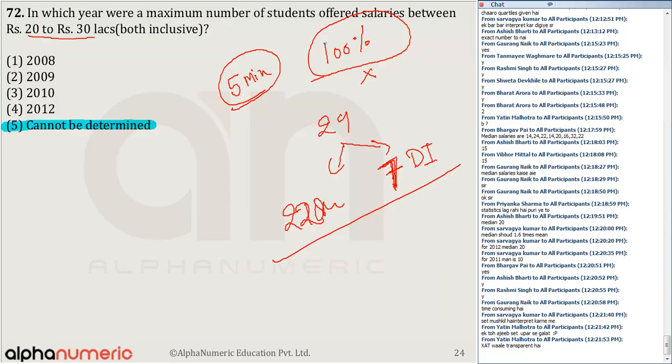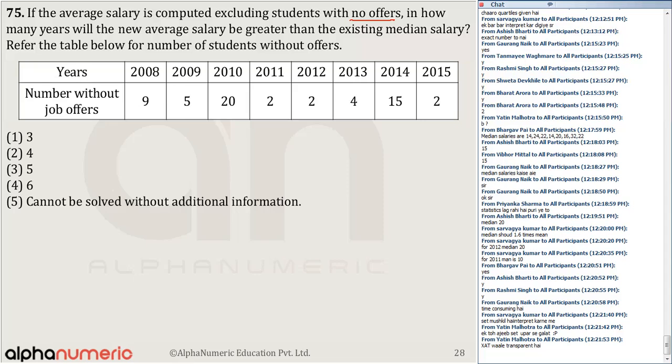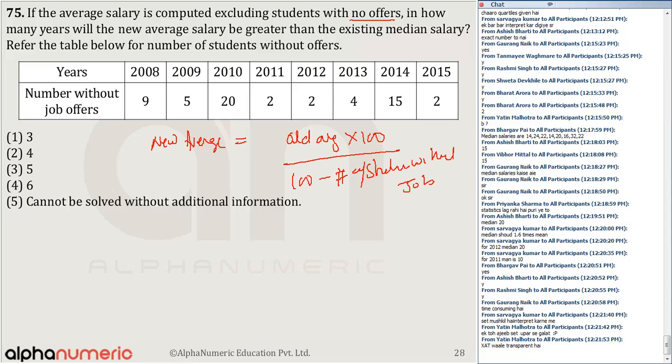Let me first tell you what is to be done here. Average salary: I can say the new average is equal to the old average into 100 upon 100 minus the number of students without a job. And the question is, if the average salary is computed excluding students with no offers, in how many years will the new average salary be greater than the existing median salary? Definitely there is calculation in this, but this is how you can find out the new average: old average into 100 upon 100 minus the number of students without job offers, which is already given to you. And this value should be greater than the median.